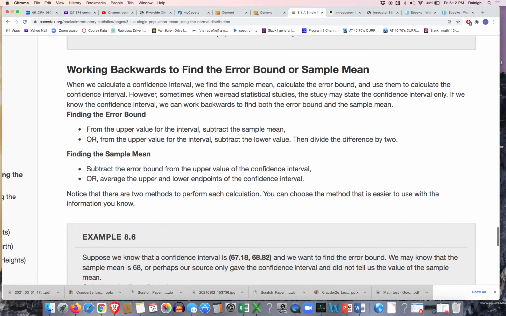And this is one that we're not going to use very much. I've seen this before in other books, but I'm just going to briefly mention it, but I really have no intention of giving you problems regarding this kind of thing. So usually you find the sample mean, calculate the error, and then find the confidence interval. But occasionally the study may only state the confidence interval. And so knowing that, you could work backwards to find the sample mean and even the error.